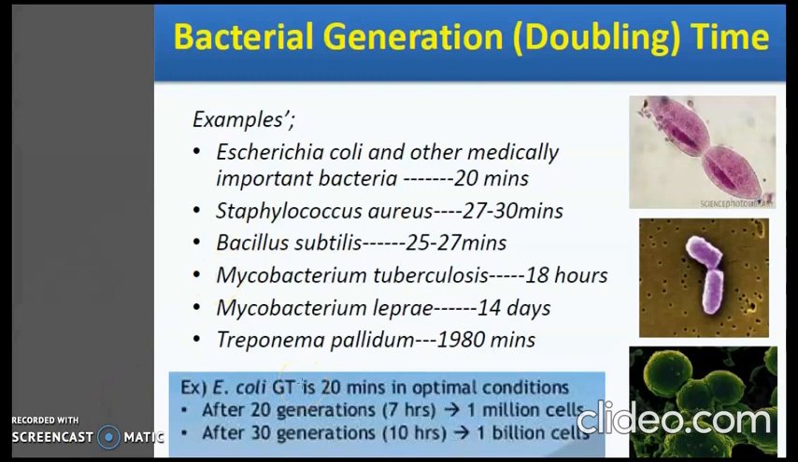Now let's take E. coli as an example. E. coli's generation time is 20 minutes in optimal conditions. So after 20 generations, there will be 1 million cells, and this will take around 7 hours, and after 30 generations there will be 1 billion cells, and this will take around 10 hours.